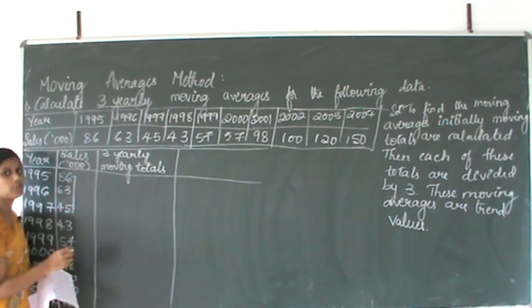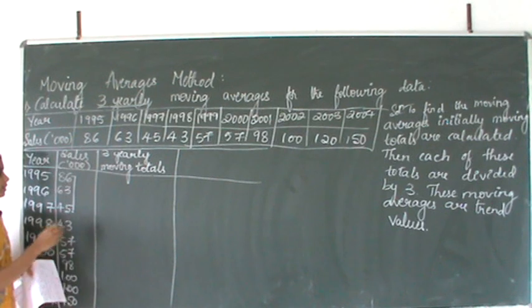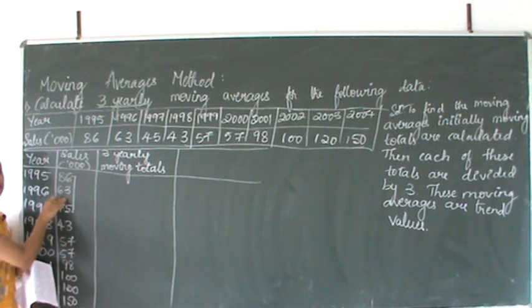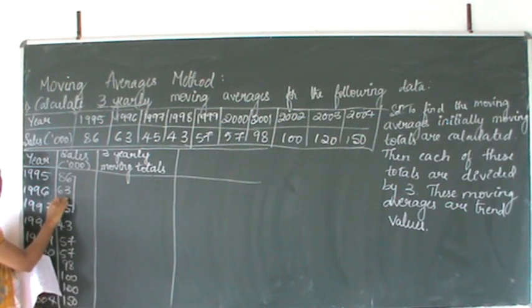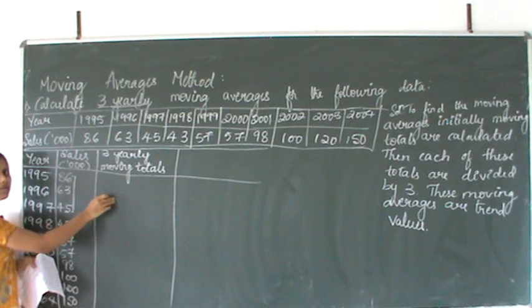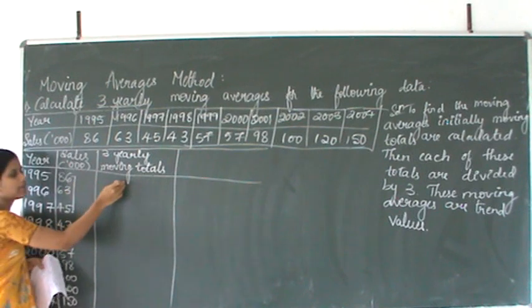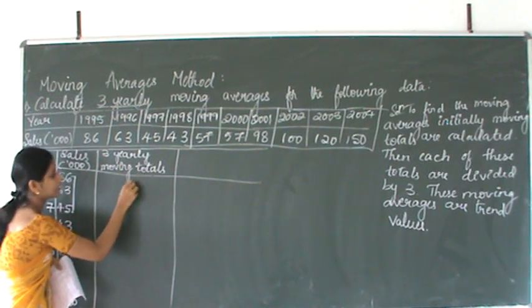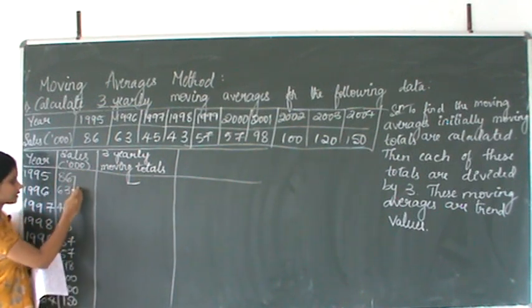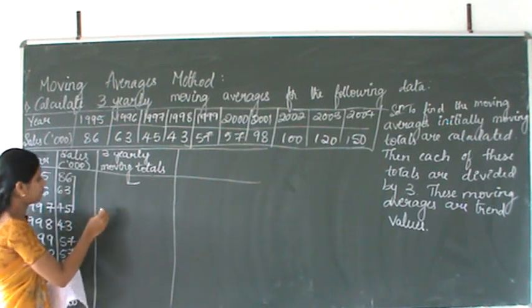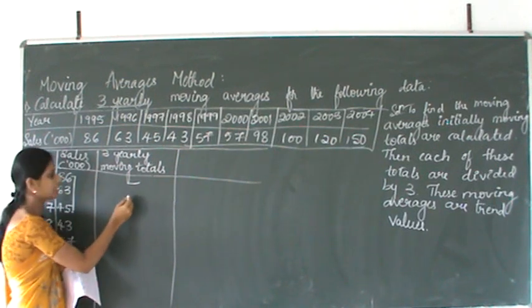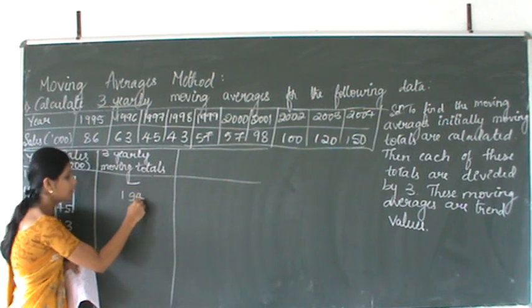194. So where are we going to write this total? This total will be written at the center of this time span. So the center is 1996. In front of 63 you are going to write the total. So the first line will be kept blank. This total comes to 194, which will be written at the center of the time span.